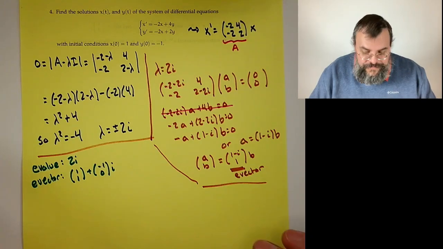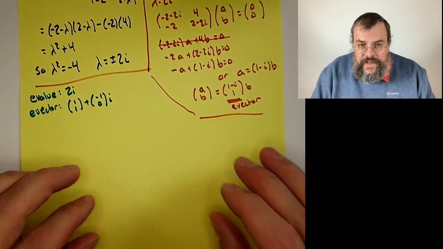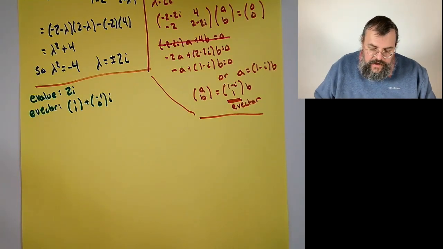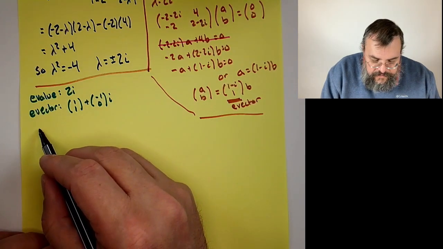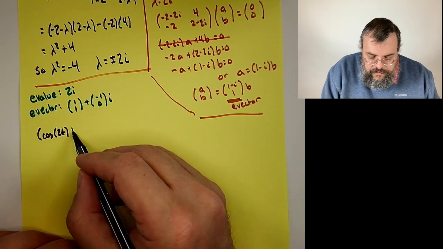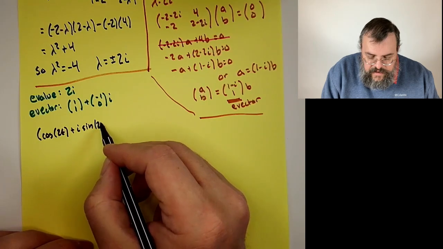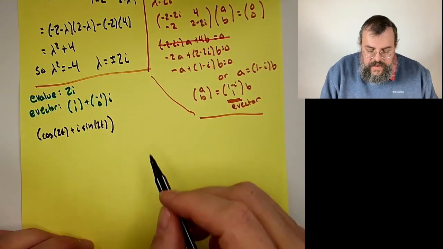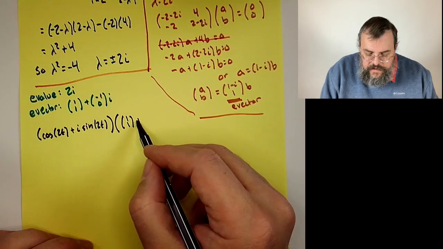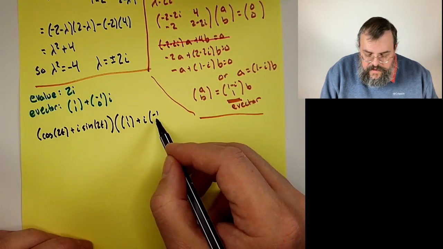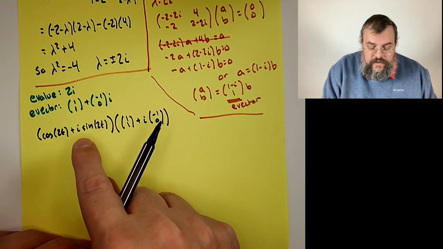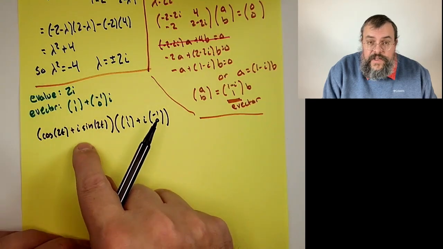So that's what we do. All right, so let's move this up. And the way we do it is the following. We have cosine of 2t plus i sine of 2t, and then times that by (1, 1) plus, I'll put the i in front, negative 1, 0. So this part right here is e to the eigenvalue t.